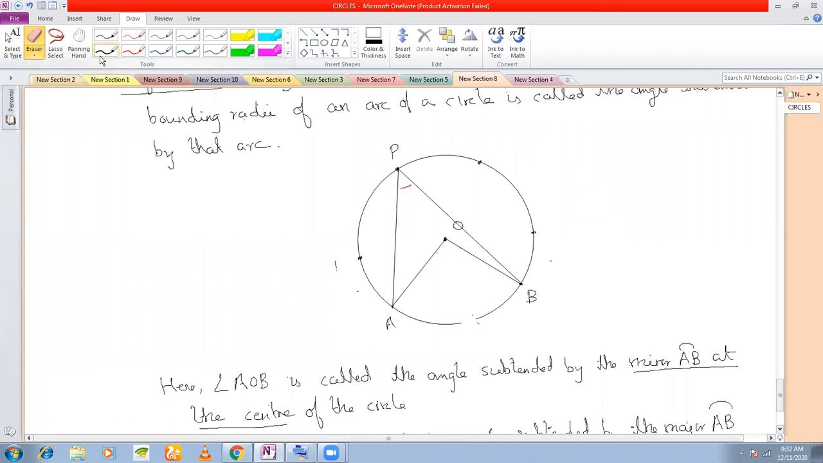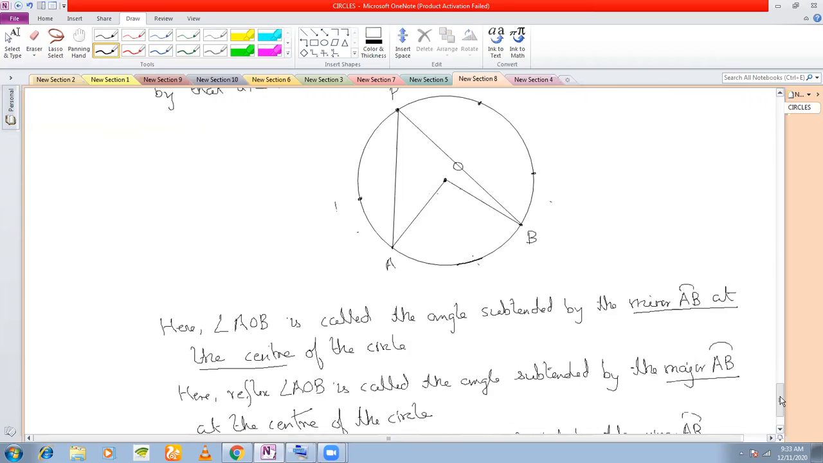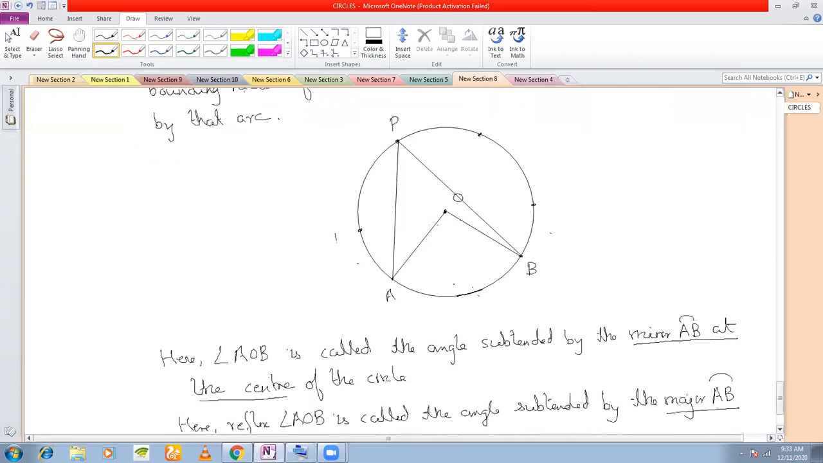Okay, so now see, there can be another one. What is the angle subtended by the major arc AB on the remaining part? If I take a point here, say Q, and if I join this, then what is the angle AQB? This angle here is subtended by the major arc AB on the remaining part. Now this part becomes your remaining part. Right or wrong?